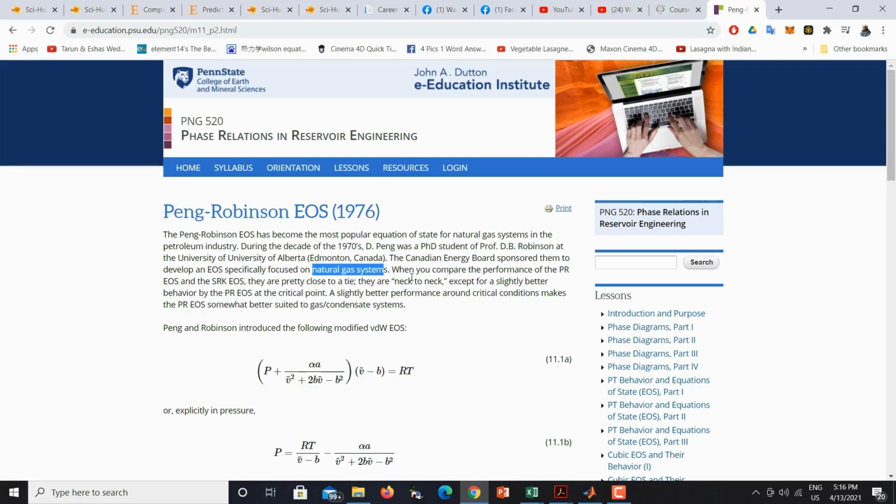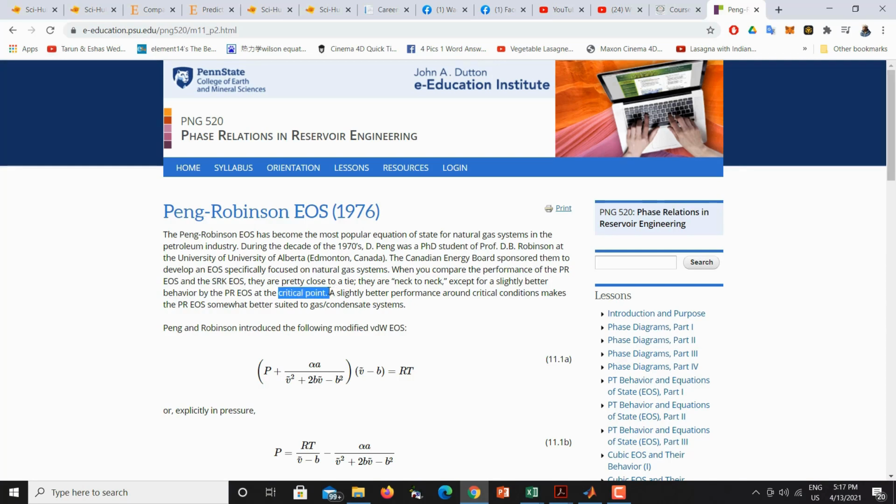When you compare the performance of the Peng-Robinson equation of state and the SRK equation of state, they are pretty close to a tie. SRK is the Soave-Redlich-Kwong equation of state, which is another one. When comparing Peng-Robinson and SRK results, they are neck and neck. But Peng-Robinson is slightly better than SRK, especially at the critical point.